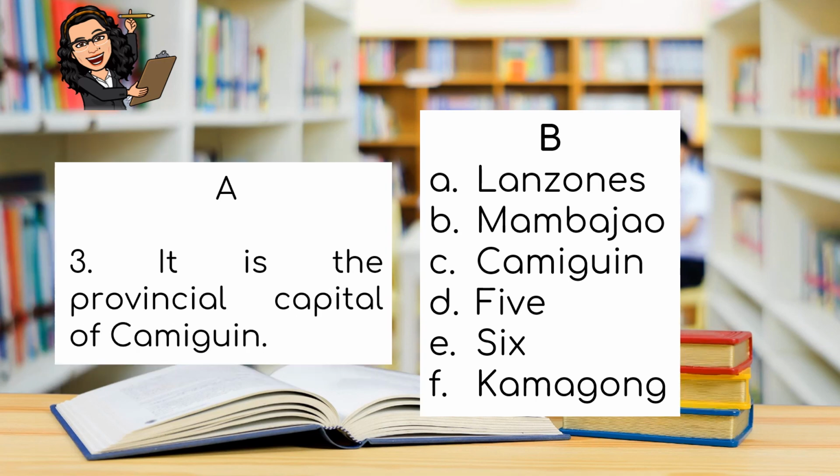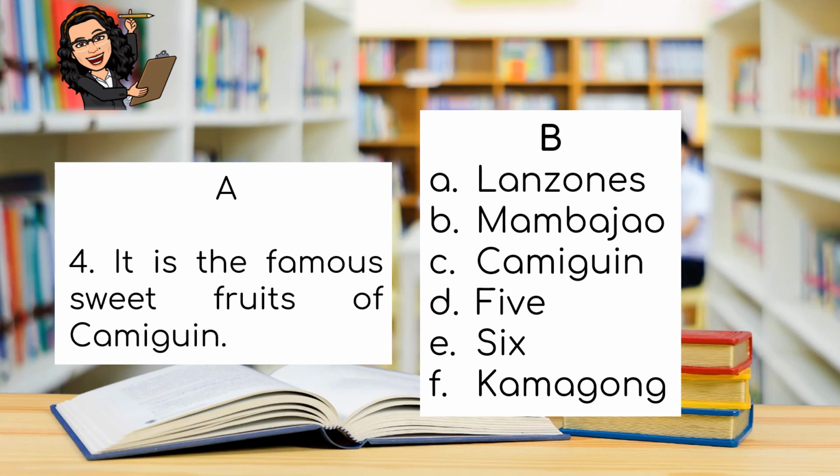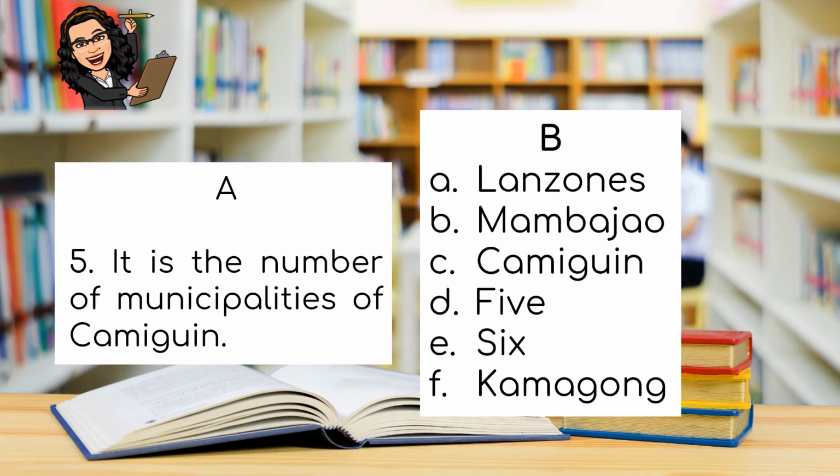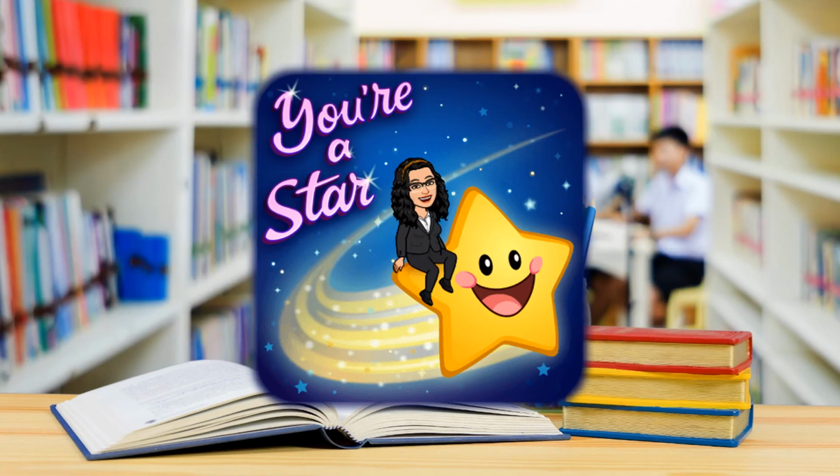Camagong. Number 3. It is the provincial capital of Camiguin. The correct answer is B. Mambahaw. Number 4. It is the famous sweet fruits of Camiguin. The correct answer is A. Lanzones. Number 5. It is the number of municipalities of Camiguin. The correct answer is D, 5. Were your answers correct? You're a star!